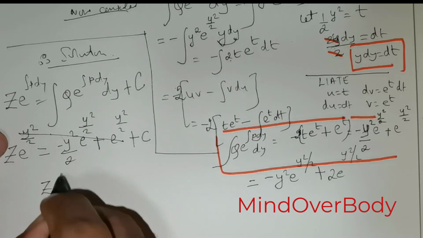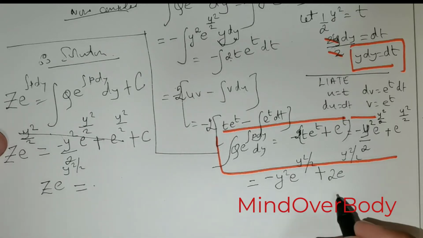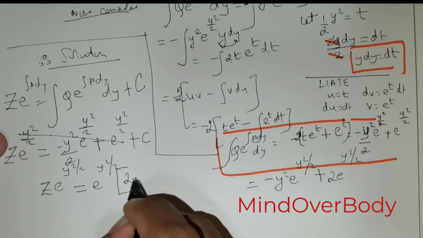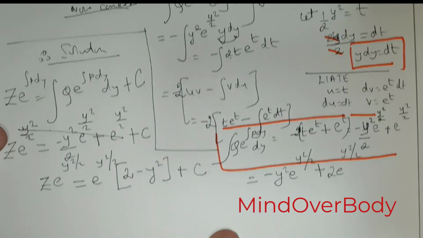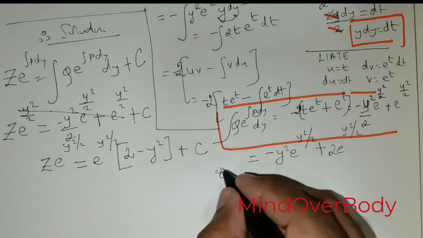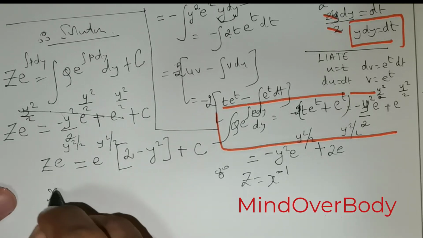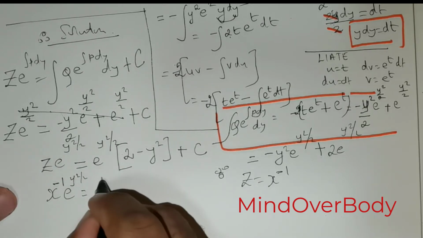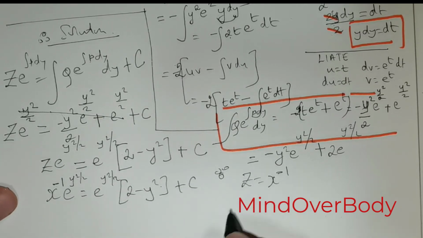So this is z times e raised to the power of y squared over 2 is equal to, I can take e raised to the power of y squared over 2 out, and if I were to do that, this is going to be 2 negative y squared positive arbitrary constant c. But we need to make some substitution for z, since z is equal to x raised to the power of negative 1. I need to substitute that. So it's going to be x raised to the power of negative 1 times e raised to the power of y squared over 2 is equal to e raised to the power of y squared over 2 times 2 negative y squared positive arbitrary constant c.